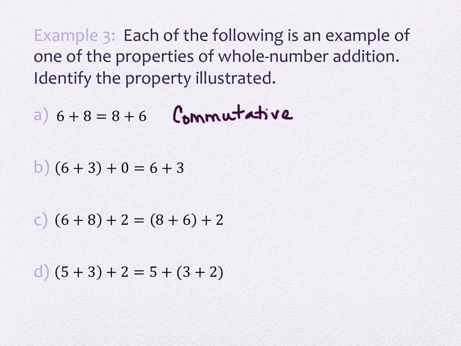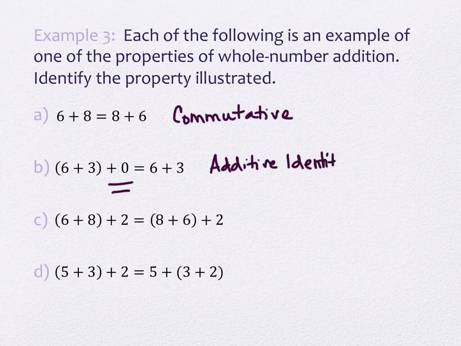What property do you think is happening on B? It's not associative. That's a good guess. It's identity on this one. So I've got that plus 0 on one side, and it's not affecting the other side, right? So this is the identity property, but we need to make sure that we say the additive identity, because very soon we're going to have a multiplicative identity, and it's not the same property. So this is the additive identity property.